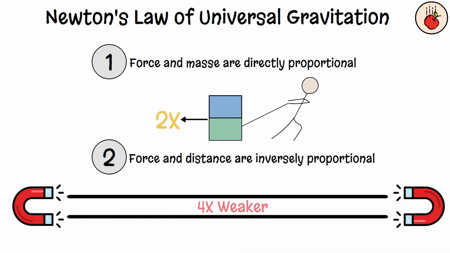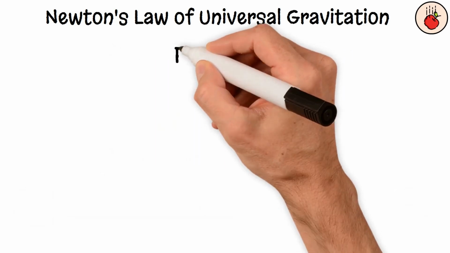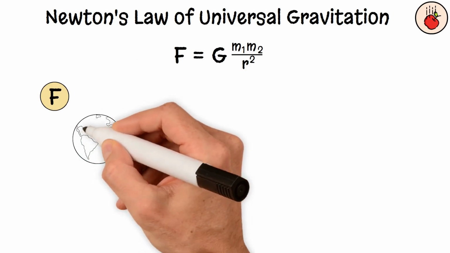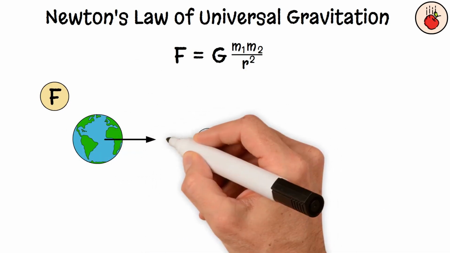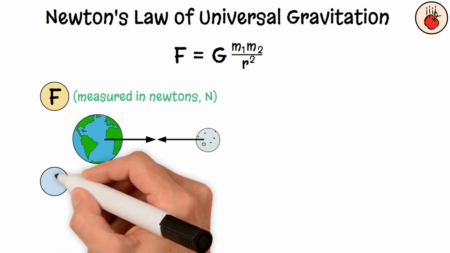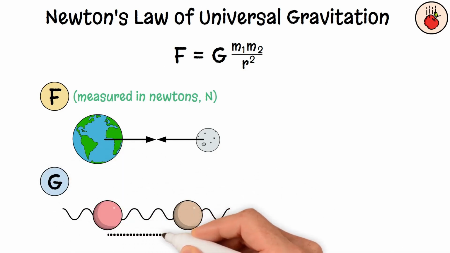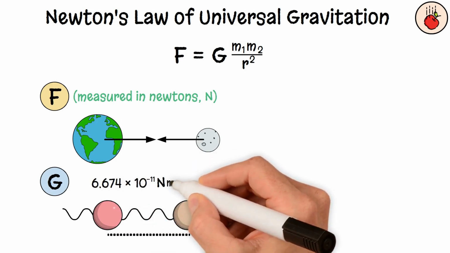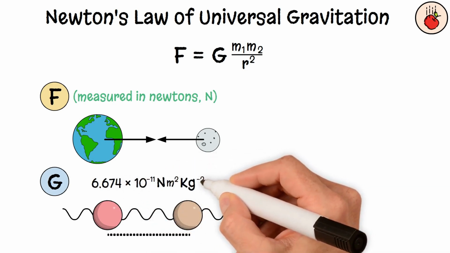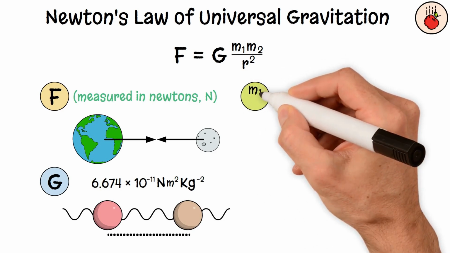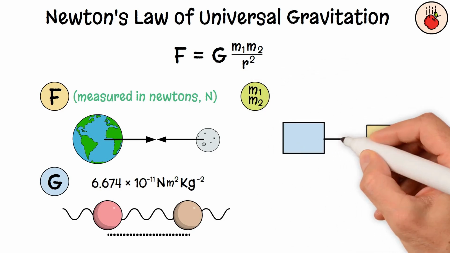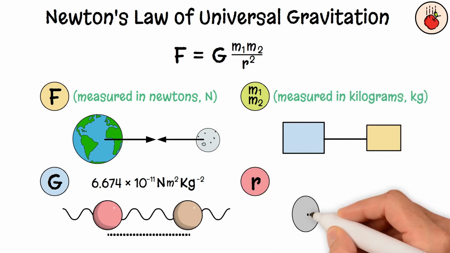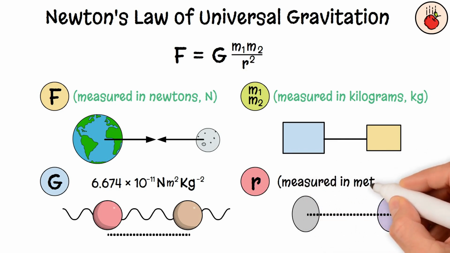Expressing this concept mathematically, we get F equals G m1 m2 over r squared, where F represents the gravitational force between two masses measured in newtons, and G is the gravitational constant, approximately 6.674 times 10 to the negative 11th power, in m cubed kg to the negative 1 s to the negative 2. m1 and m2 are the masses of the two objects, measured in kilograms, kg. r is the distance between the centers of the two masses, measured in meters, m.